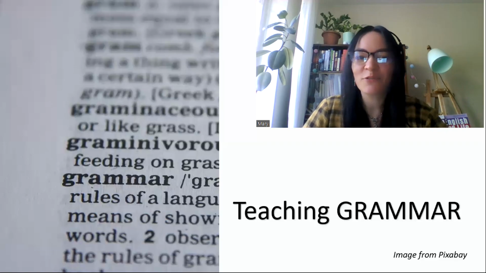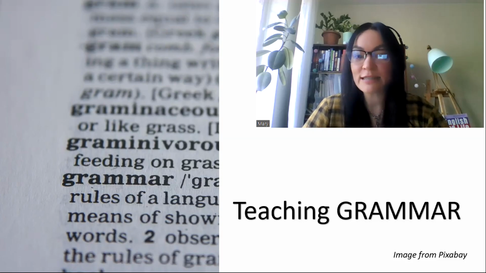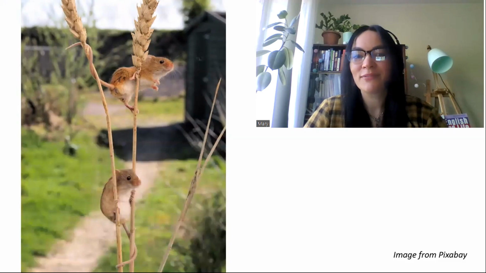So again, you can use pictures to show some things that you can't explain because you don't want to use your students' first language. For example, what can you see in this picture? Yeah, it's a mouse. A mouse, right? And now, how many mice are there in the picture? There are two mice. They are mice.